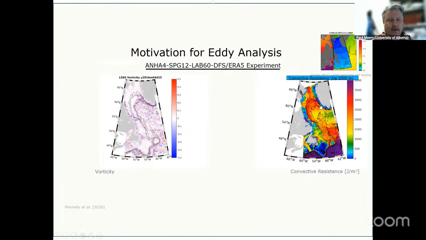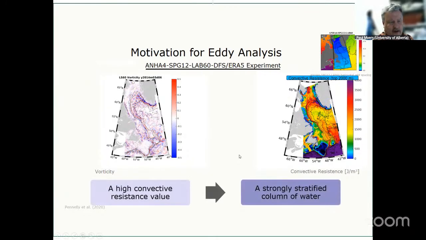And these are very small scale processes. You need very high resolution, small grid cells to represent them in models. So even if we know Greenland's melting a lot, to understand what those impacts are, we need to really look at how the small scale processes in computer models are able to represent that. So if we have a high convective resistance from lots of melt from Greenland, you have a strongly stratified water column.